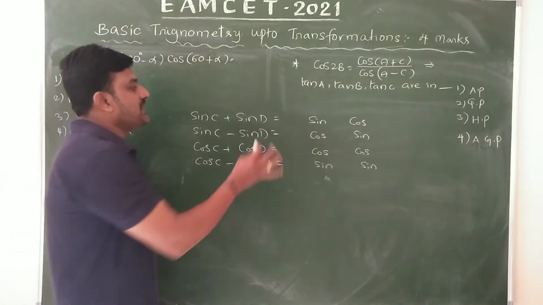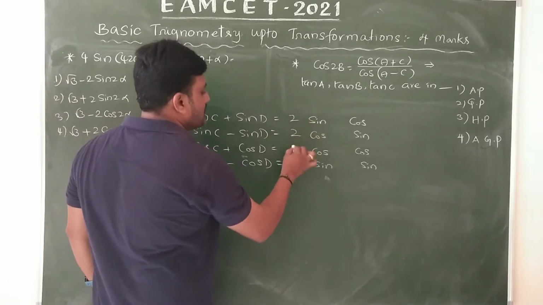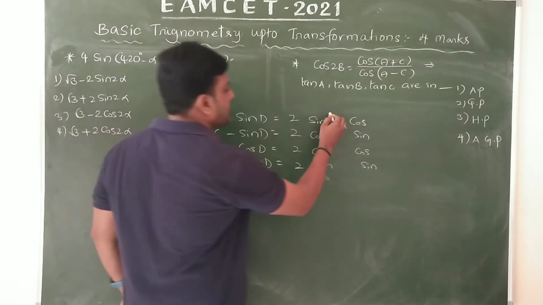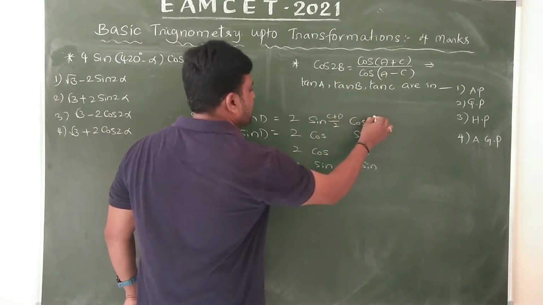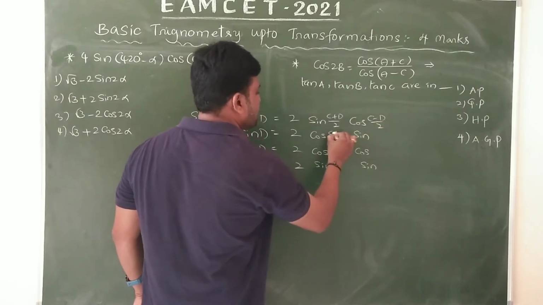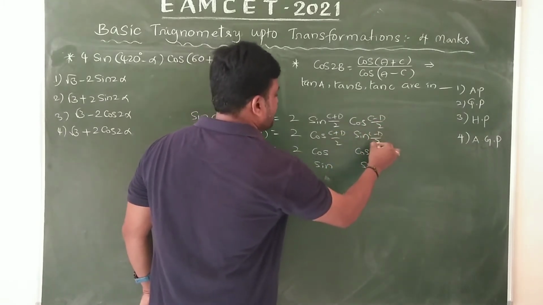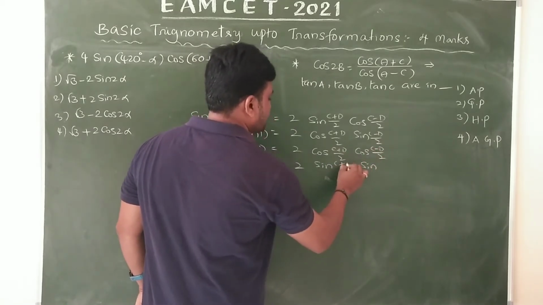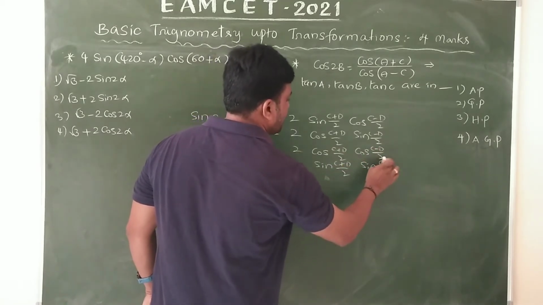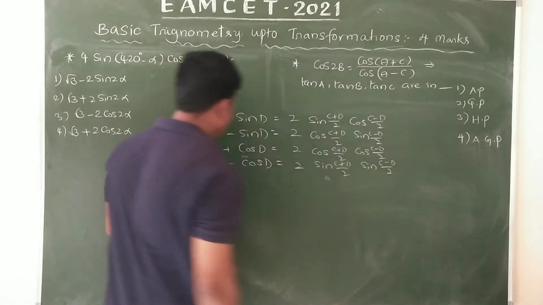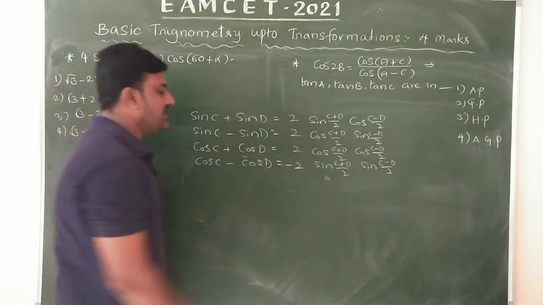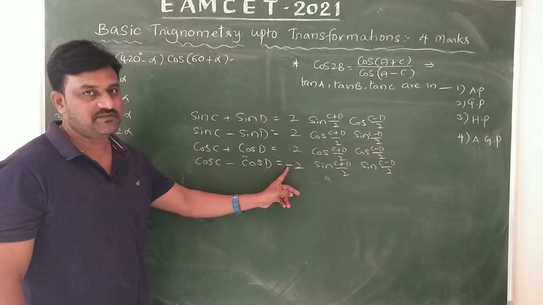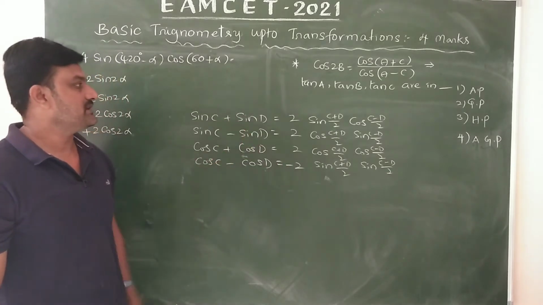Now the remaining parts: the 2 is very common, and we have (C plus D) by 2, (C minus D) by 2, and so on as usual. But when it is a minus, you get the minus here only. That is the difference. These are the formulas.